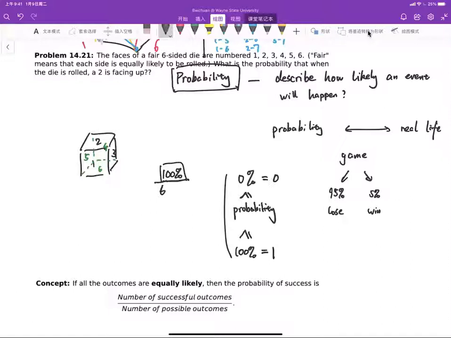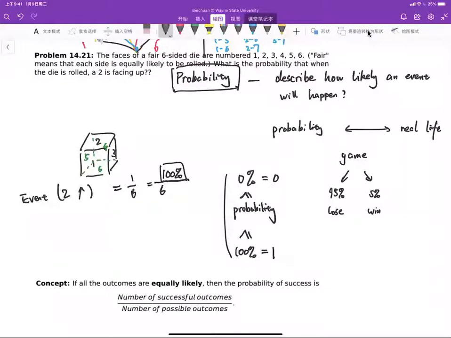But now we want to divide them into 6. Why is that? Because every event is equally likely to happen. So that's why the probability for any of the events is 1 over 6, or say 100% over 6. So that's why the event of 2 facing up is 1 over 6, or say 100% over 6.